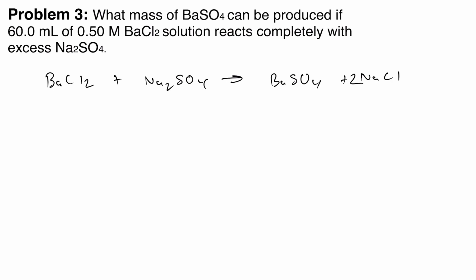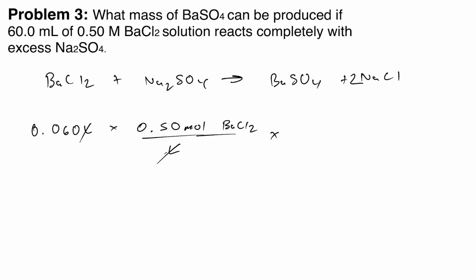We're going to once again take our volume. We're going to convert 60 milliliters to liters, which is going to be 0.060 liters. And we're going to try to get our moles of BaCl2, so we're going to use our BaCl2 concentration, so times 0.50 moles per liter of BaCl2. So the liters are going to cancel, and we're going to be left with moles of BaCl2 on top.